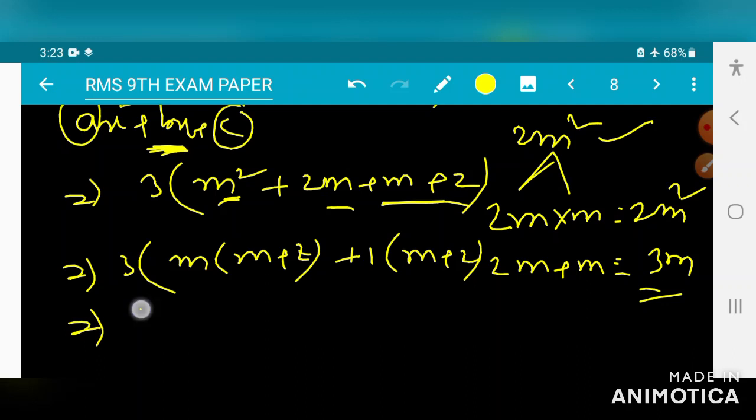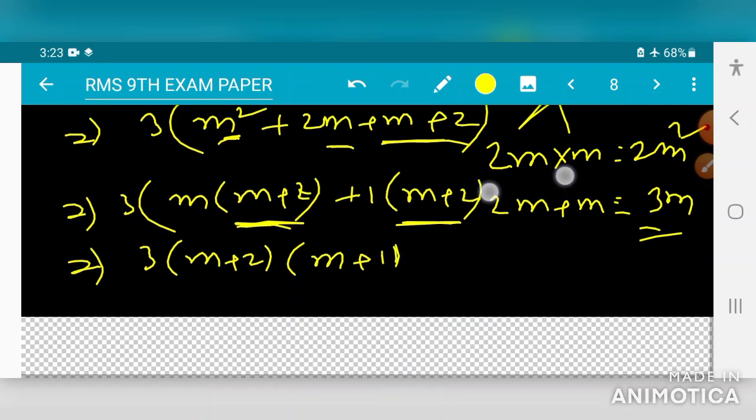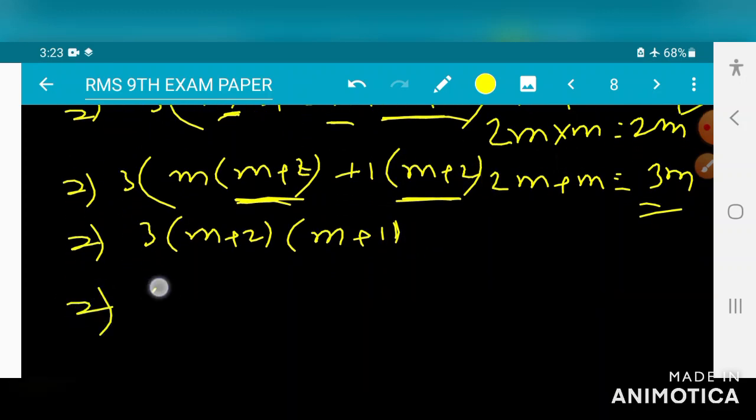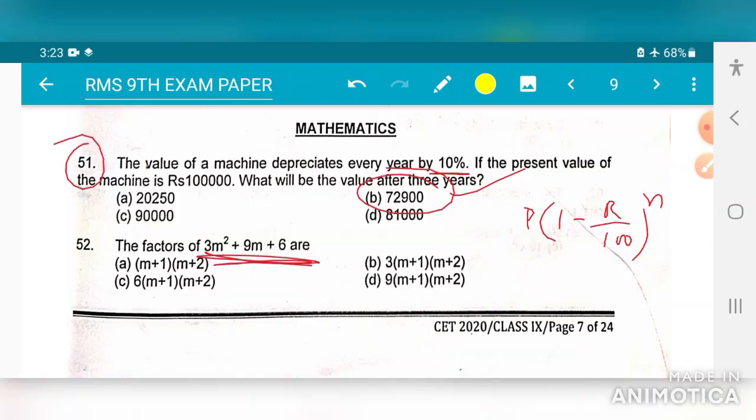Next, m plus 2 again becomes common. So we write in order 3 into m plus 1 into m plus 2. This is our required answer. This is the factor of the given expression: 3 into m plus 1, m plus 2. B is the correct answer.